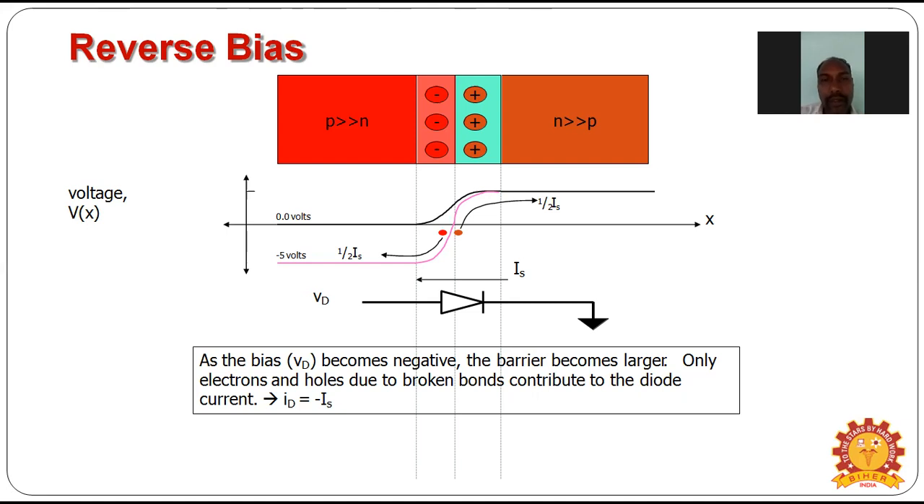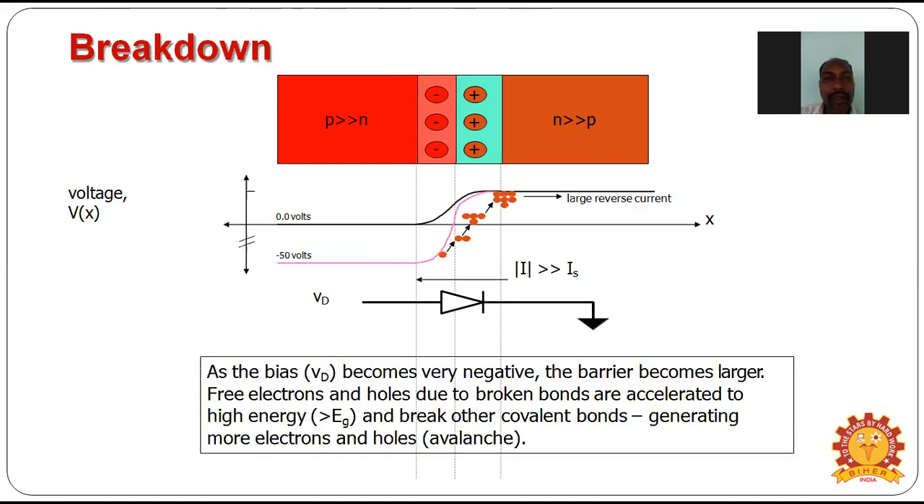Next, this is the breakdown region. This diagram represents the breakdown in the forward bias and reverse bias. Where will the breakdown appear? The orange dots are there. These are the dotted places where the breakdown will occur.